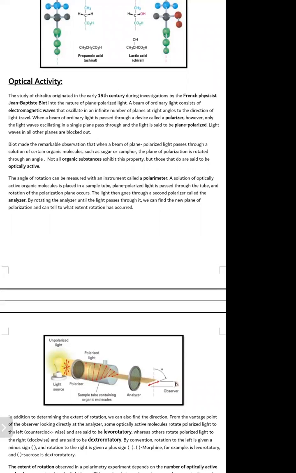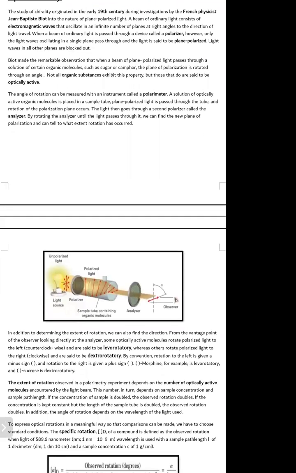Light waves in all other planes are blocked out. Not all organic substances exhibit this property, but those that do are said to be optically active. Those compounds which are capable of passing the light in a single plane are called optically active compounds. The angle of rotation can be measured with an instrument called a polarimeter.